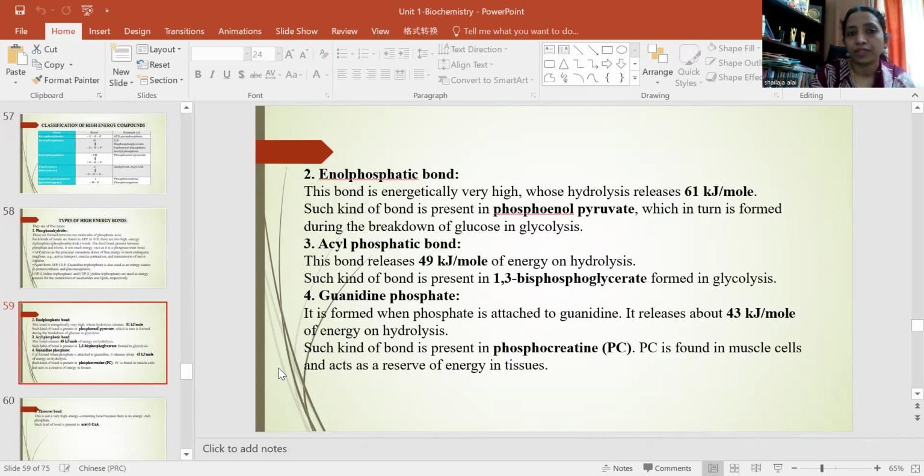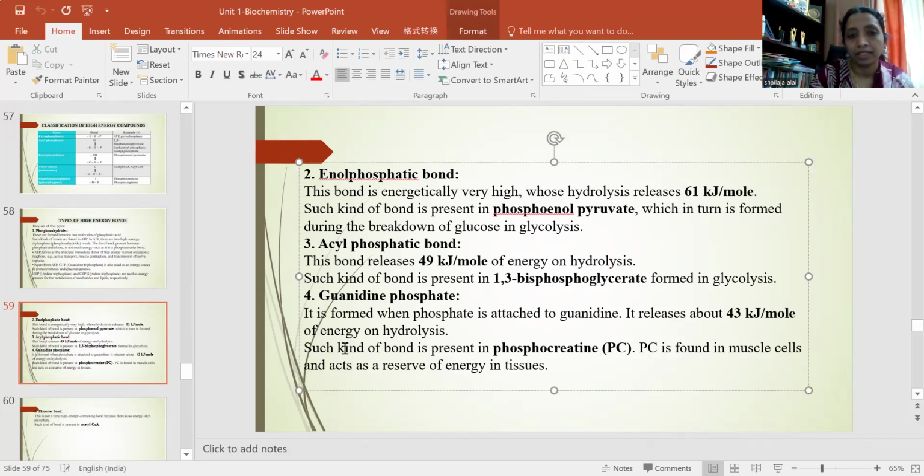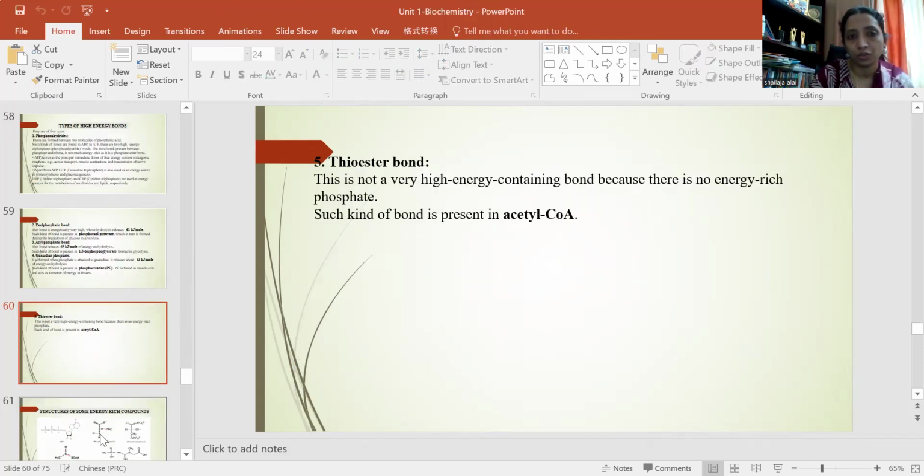The second one is the enol phosphate bond. This bond is energetically very high, releasing energy of around 61 kilojoule per mole. The third one is the acyl phosphate bond, which releases energy of 49 kilojoule per mole. It is less compared to the enol phosphate bond. Next one is guanidine phosphate. It is formed when the phosphate is attached to the guanidine, and it releases about 43 kilojoule per mole of energy. It is also present in phosphocreatine. Phosphocreatine is found in muscle cells, and it acts as a reserve of energy in the tissues.